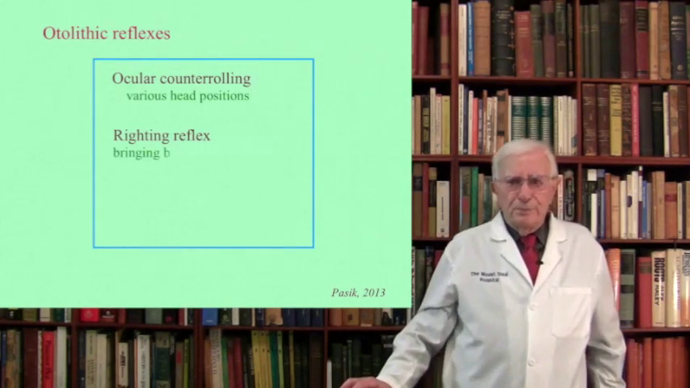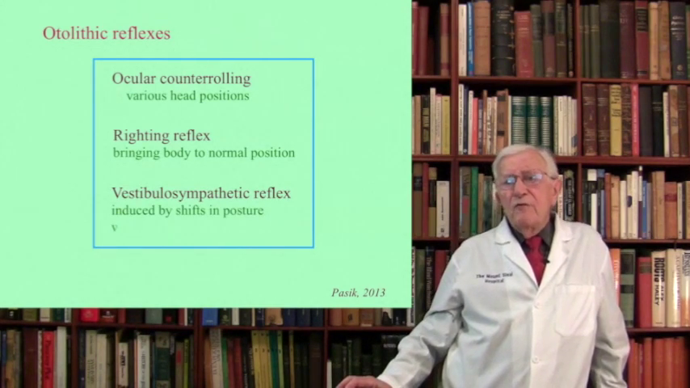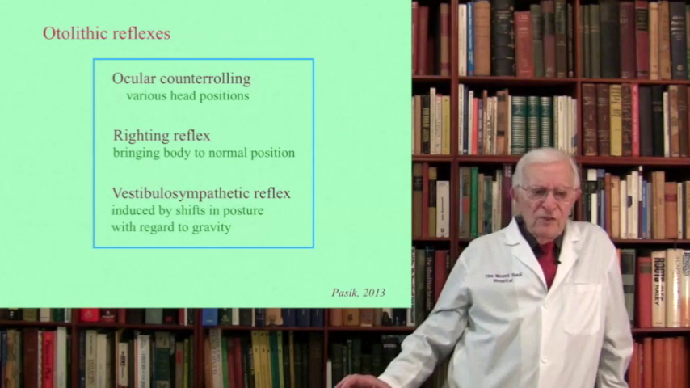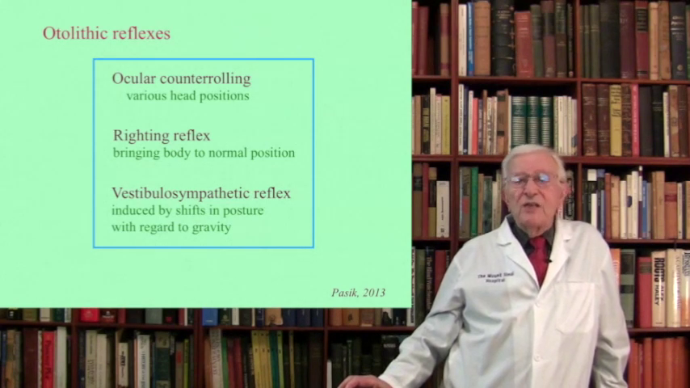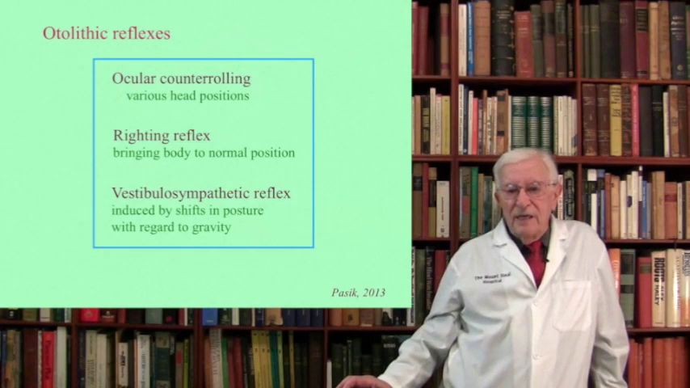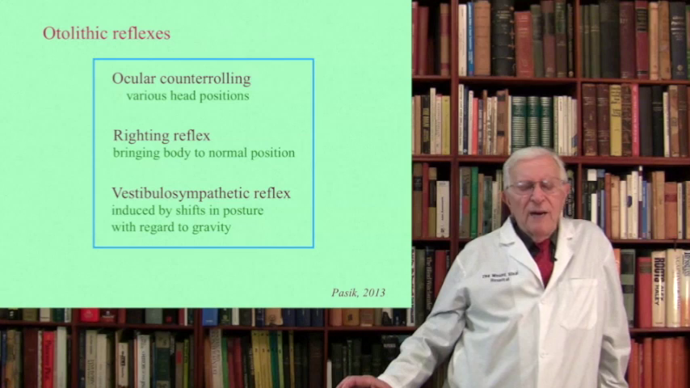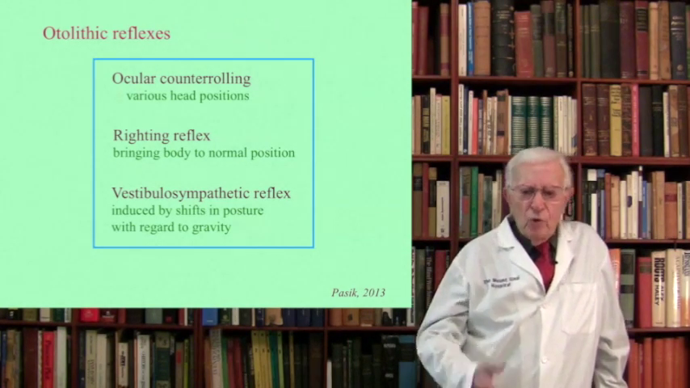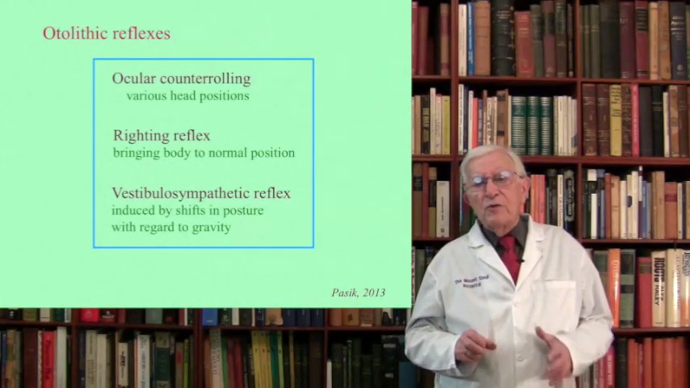Now, another thing that this system does is influence very much the sympathetic nervous system, the autonomic system, through what is called the vestibulosympathetic reflex. This is a reflex that is induced by shifting posture with regard to gravity again. I think I mentioned this example: when you stand up from a lying position, most of the blood goes down, and therefore you have to compensate by increasing changes in your blood pressure and so forth and so on.